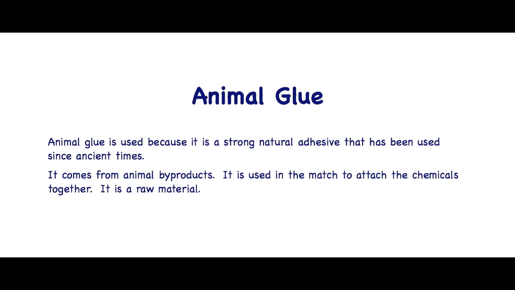Animal glue. Animal glue is used because it is a strong natural adhesive that has been used ever since ancient times. It comes from animal byproducts. It is used in the match to attach the chemicals together. It is a raw material.